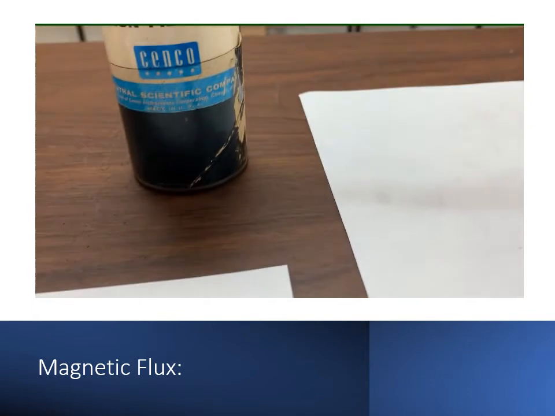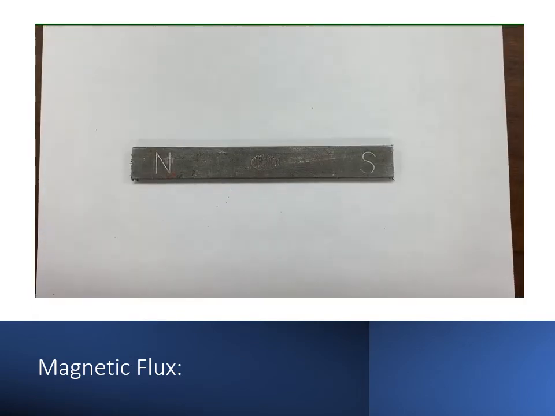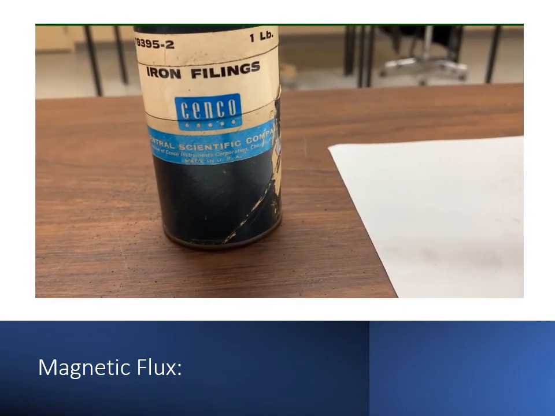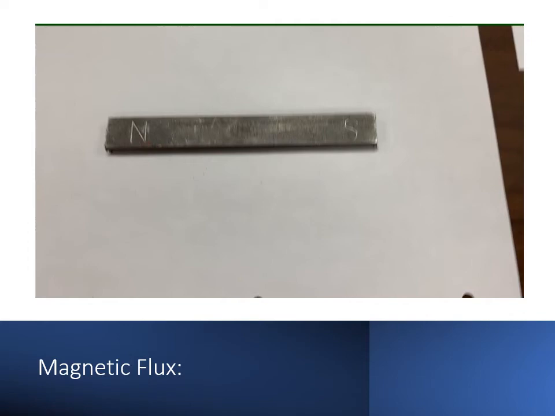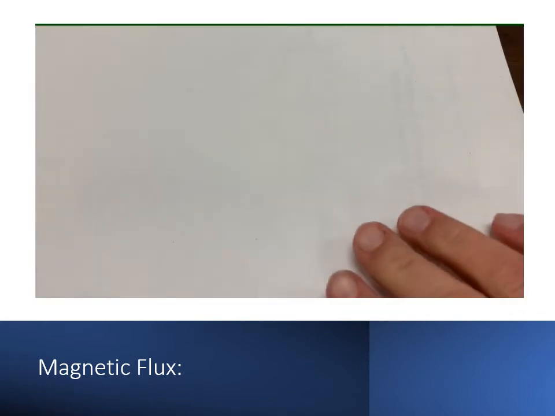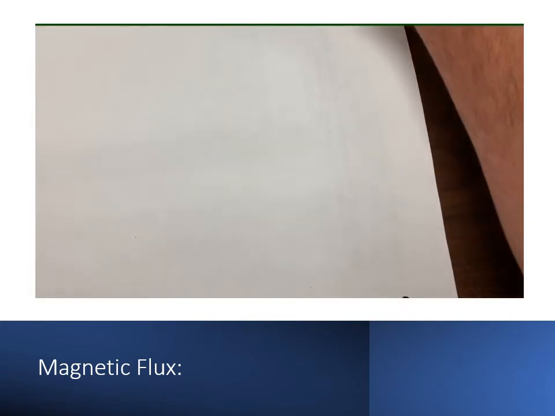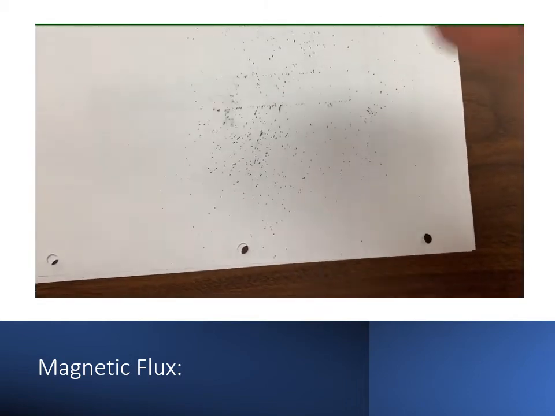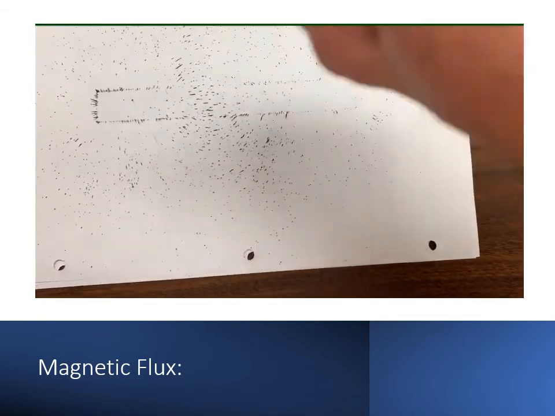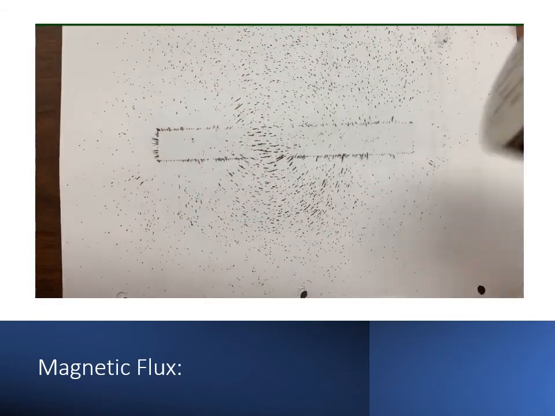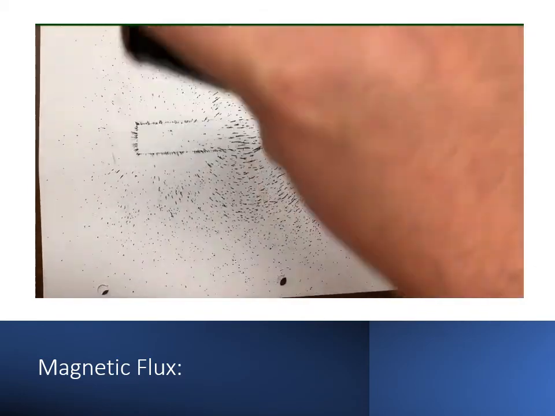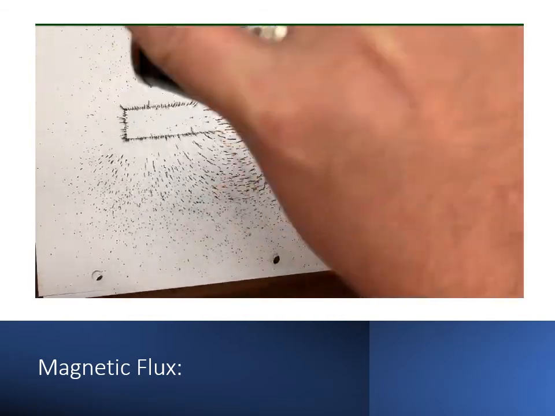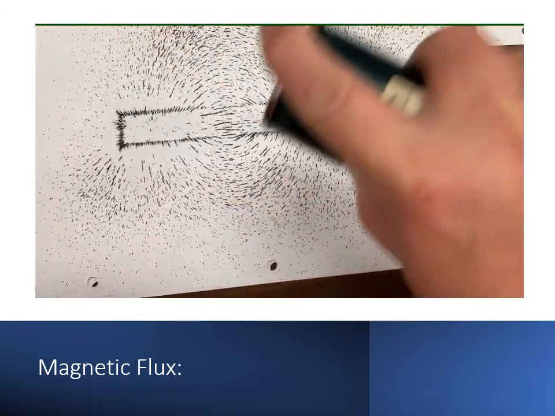Here I have a bar magnet, and I have some iron filings. I recorded this in my classroom. I take a piece of paper and I put it over top of it. Now I'm going to gently sprinkle some iron filings over top of the magnet. You can see the iron filings lining up with the magnetic lines of force, or the flux lines. And you can clearly see how they are laid out as they travel from north to south.